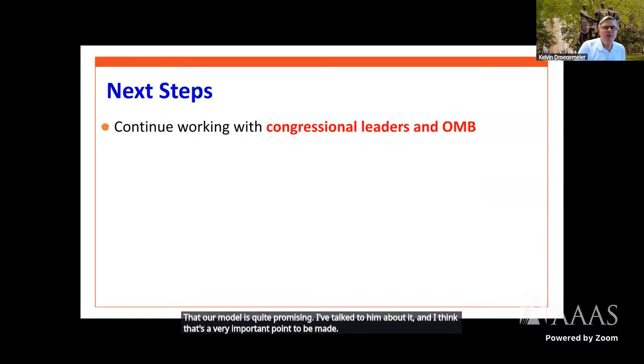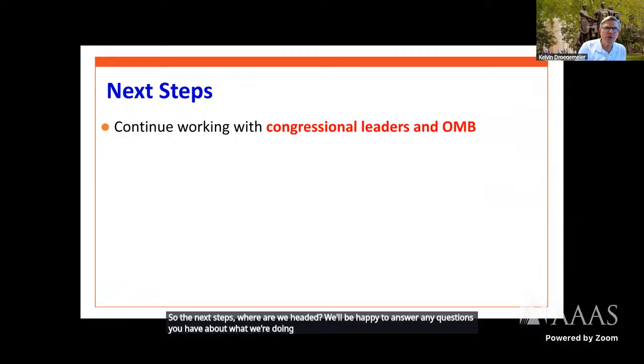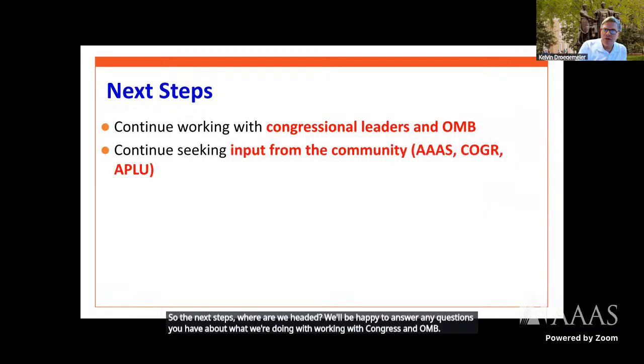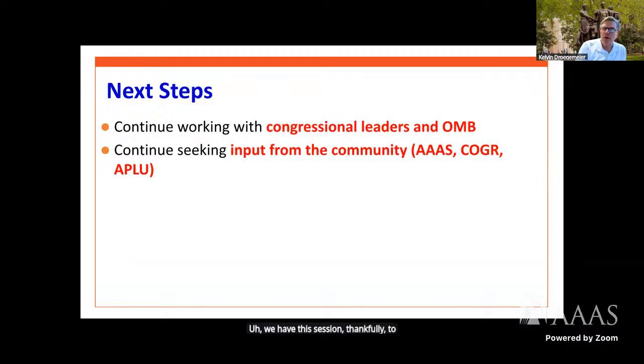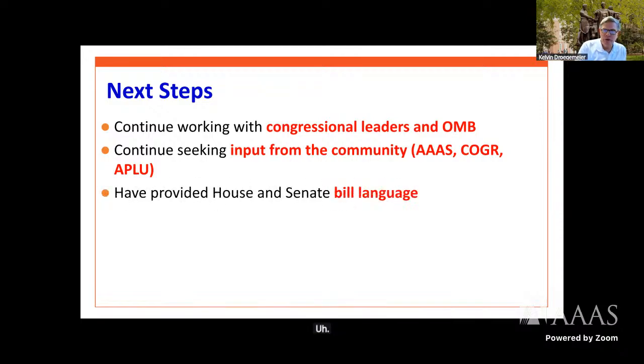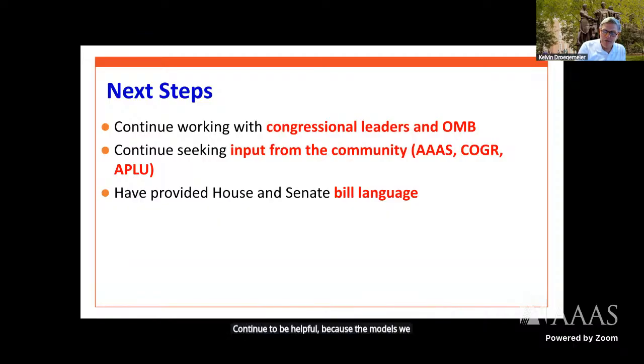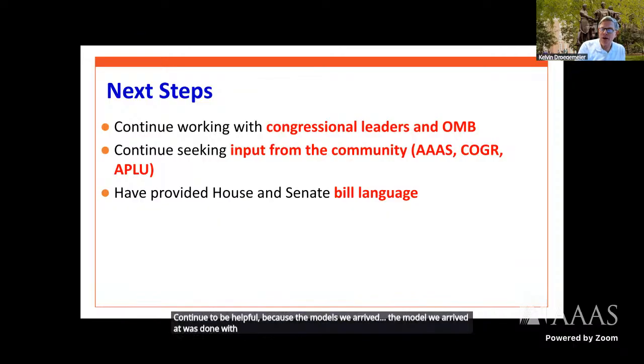So the next steps, where are we headed? We'll be happy to answer any questions you have about what we're doing with working with Congress and OMB. We have this session, thankfully, with AAAS. We've got one coming up Friday for the COGR membership and a week from Friday for the APLU membership, and another AAAS town hall a week from today, where we're going to do exactly what we're going to do today. We want to make sure we get your input, we answer your questions, and we know what you're thinking, and you can continue to be helpful because the model we arrived at was done with tremendous community input and thoughtful guidance, and that was incredibly helpful.